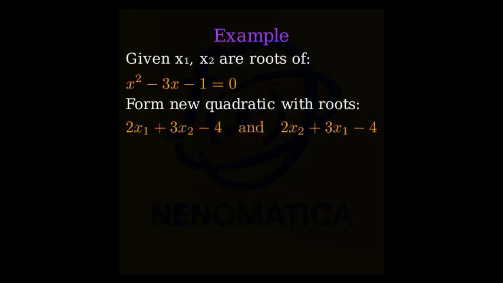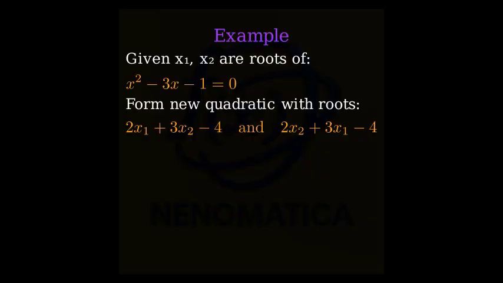Example. We will form a new quadratic equation following the exact step order shown. Given that x sub 1 and x sub 2 are roots of the equation x squared minus 3x minus 1 equals 0, form the quadratic whose roots are 2x sub 1 plus 3x sub 2 minus 4 and 2x sub 2 plus 3x sub 1 minus 4.